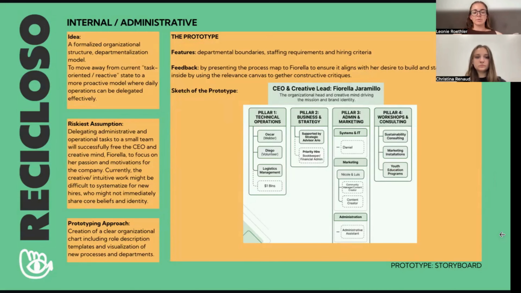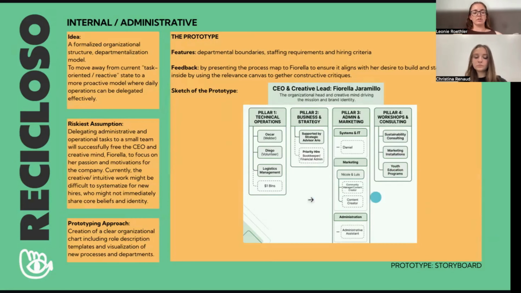The first step in this would be to develop and create a clear organizational chart. And here you can see on the right side a first sketch of such an organizational chart based on 4 pillars. The technical operations, secondly, business and strategy, thirdly, administration and marketing, and fourth, the workshop and consulting.